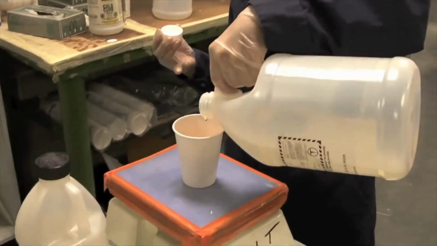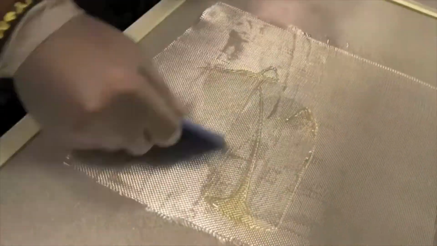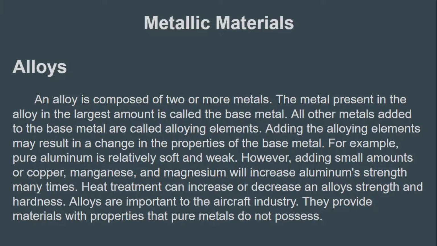Non-metallic materials. In addition to metals, various types of plastic materials are found in aircraft construction. Some of these plastics include transparent plastic, reinforced plastic, composite, and carbon fiber materials.